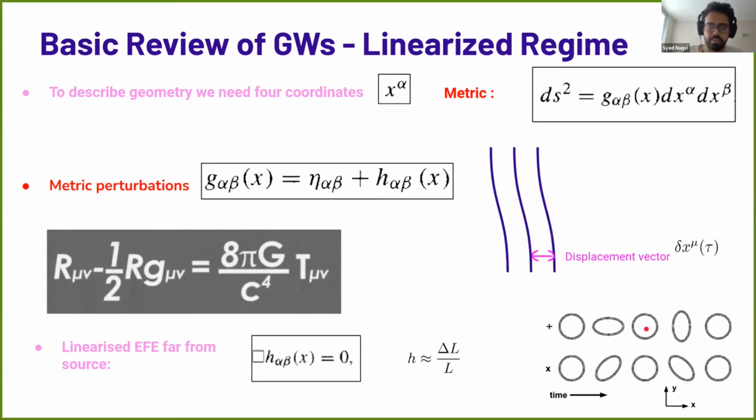An effective way to study the effect of the gravitational wave on the geodesics is to study the displacement vector, which you do by the geodesic deviation equation. Let's say, for example, there is a gravitational wave perpendicular to your screen right now, and you have a ring of particles. It will go through the plus and the cross polarization states as shown over here.